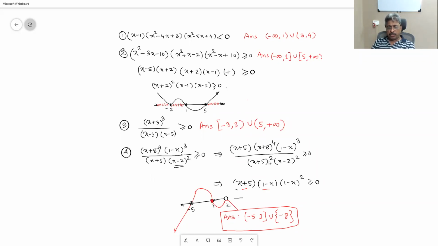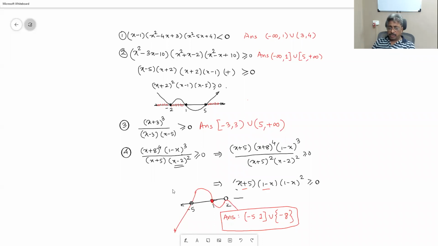Denominator should be a perfect square, therefore multiplied by x plus 5. So practically you have x plus 5 in the numerator. x plus 8 raised to 4 is positive, so temporarily we are ignoring it, but x equal to minus 8 needs to be considered. 1 minus x raised to 3 can be broken up in these two parts, and 1 minus x square is positive. So practically you will start with a number to the left of minus 5, it is negative, go there.